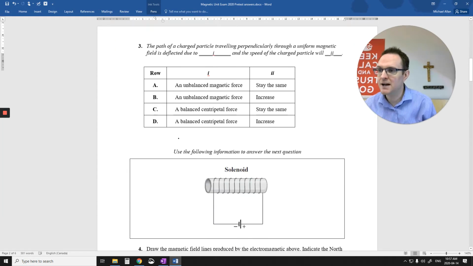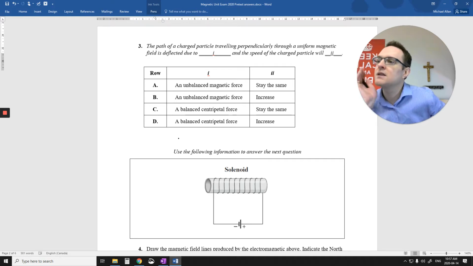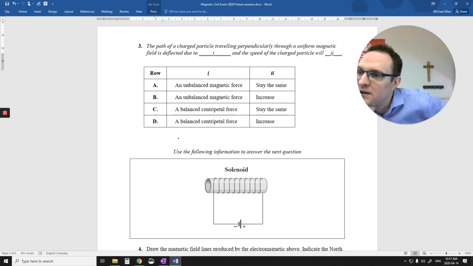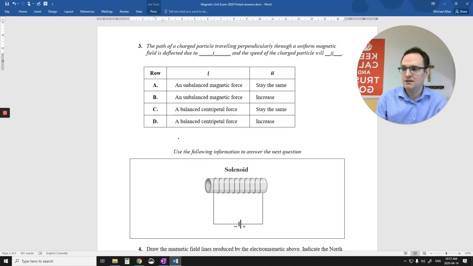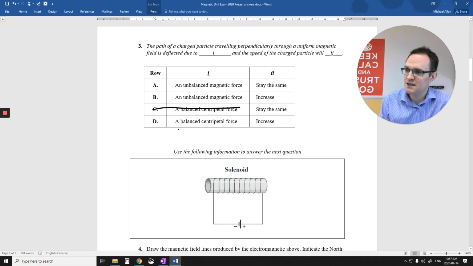The path of a charged particle moving perpendicular through a uniform field is deflected due to an unbalanced force. If it was balanced, then it wouldn't be deflected, right? If it's balanced out, it just moves in a straight line. So it has to be undeflected. So I'm going to cross off C and D because they both say they have to be balanced.